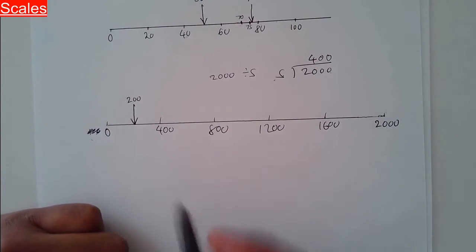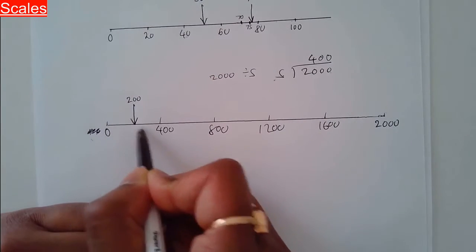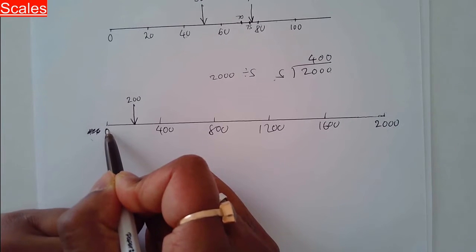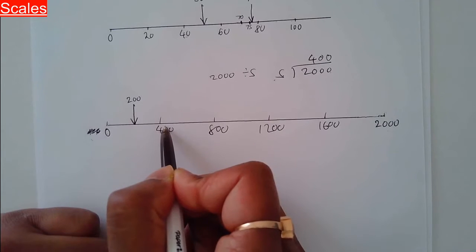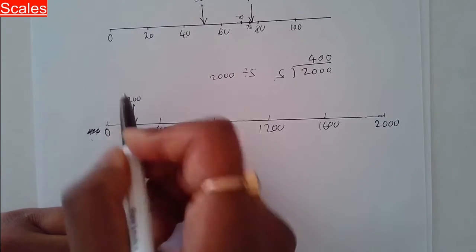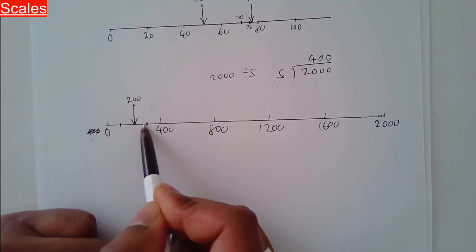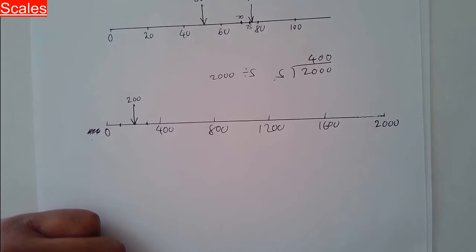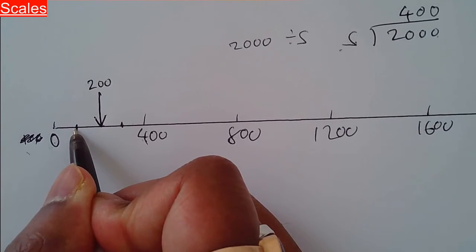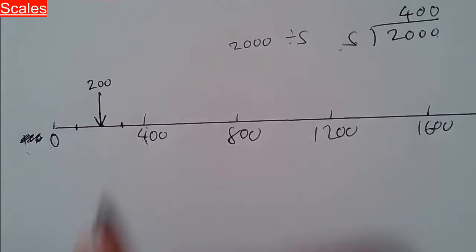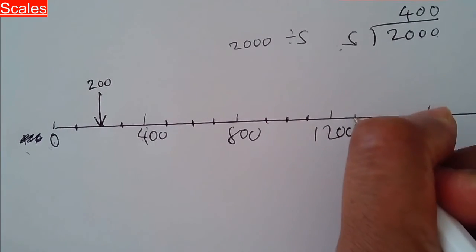Right, what might be helpful is to have a few extra scale marks. That could be helpful. Right, from 0 to 400, there's a gap of 400. What I can do is split this up into 4 parts, 4 sections, 1, 2, 3, 4. That might be helpful. We'll find out if it is. Okay, so that's 100, 200, 300, 400. Okay, these marks could be helpful.